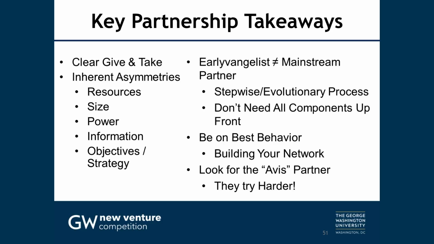The last point there is to what I call look for the Avis partner. Avis doesn't have this advertising campaign anymore, but they used to have an advertising campaign where they said that they tried harder because they were number 2. So what you'll often find when you're approaching partners is that the number 1 market leader is often not the innovator. In fact, they're the ones who are trying to squash innovation because they want to maintain their market share. It's usually the number 2 or maybe number 3 player in the market who's looking for innovations because they want to become the market leader. So those are the kinds of partners that you want to try to look for.